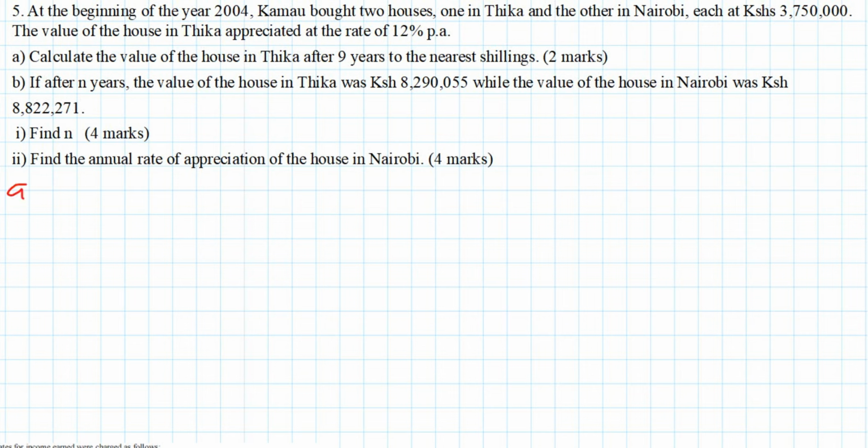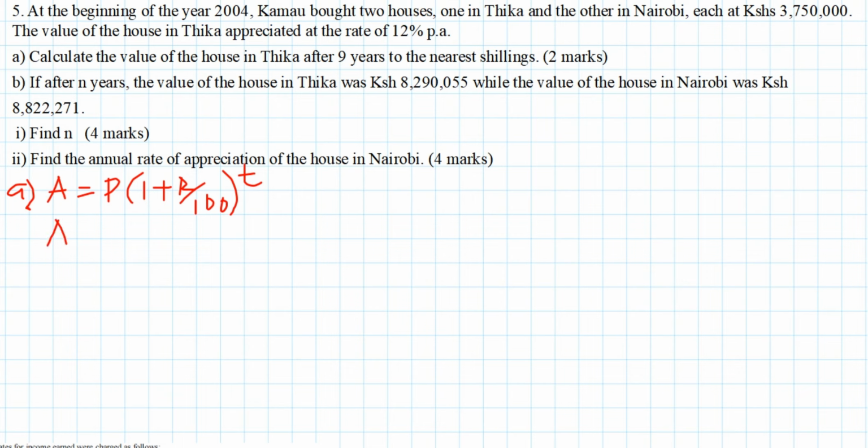So in this scenario, if we start with part A, whereby we want to calculate the value of the house in Thika after 9 years, we still follow our formula, whereby for us to get the final amount in appreciation, we use the formula for the compound interest, because the rate of appreciation is after every year. So this means the principal for every new year is different. So we take the formula amount is equal to the principal in brackets 1 plus r all over 100 raised to power t. And so in this case, we substitute accordingly.